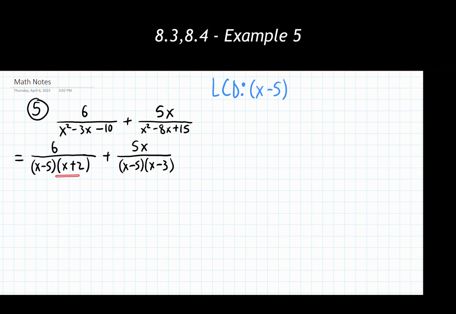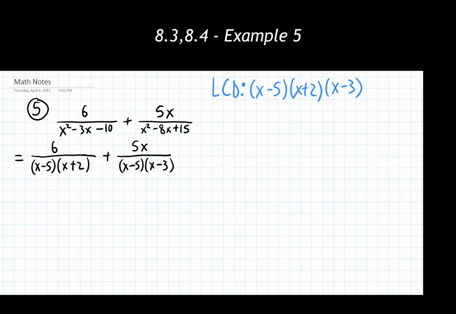The first one has an x plus 2 in it, which means that the second one is going to eventually need that. And the second one has an x minus 3 in it, which means the first expression is going to need that. And again, if I have binomials showing up down here, you can multiply all those binomials together, and that's going to end up giving us our lowest common denominator, which is kind of nice here.